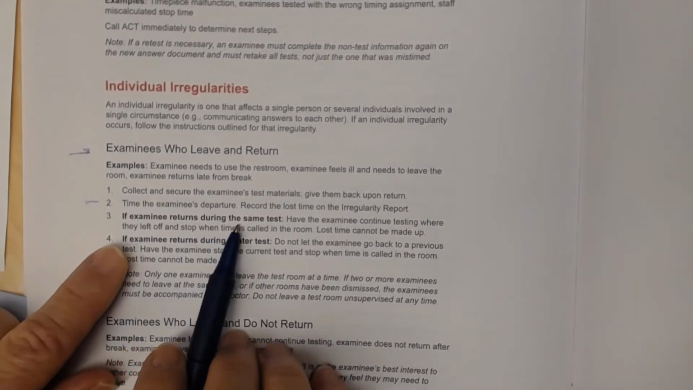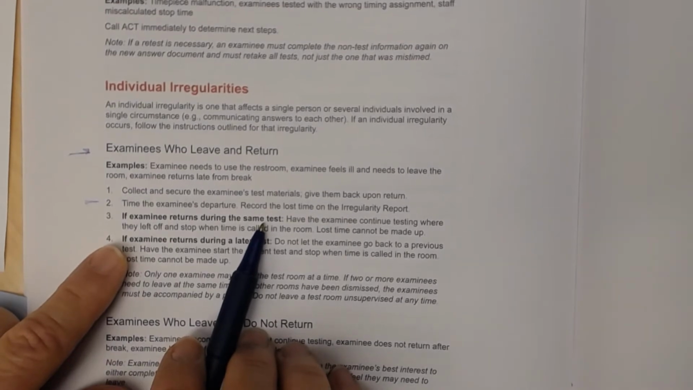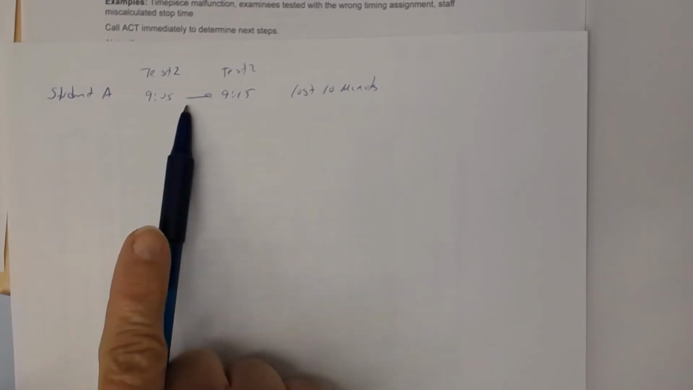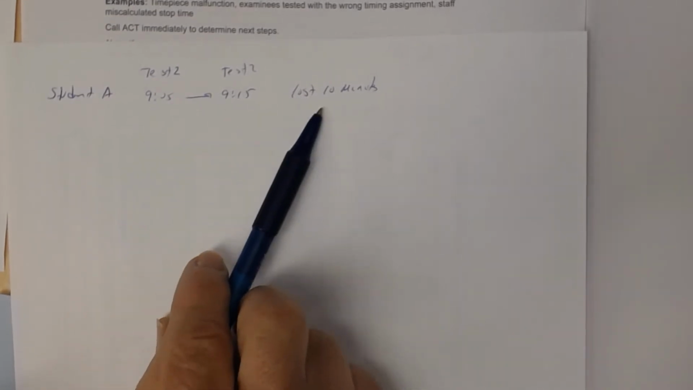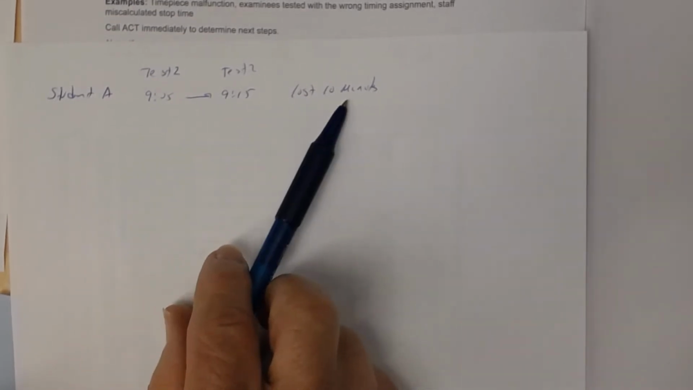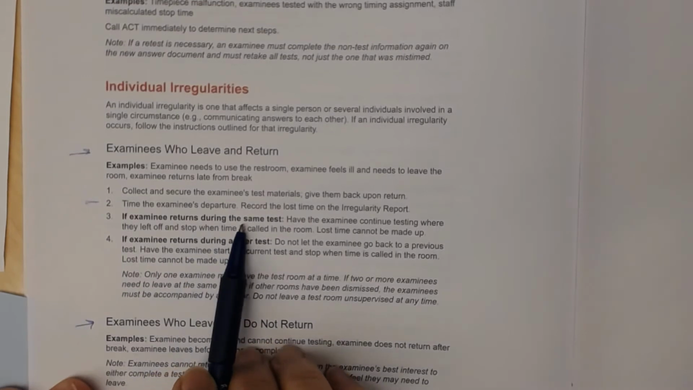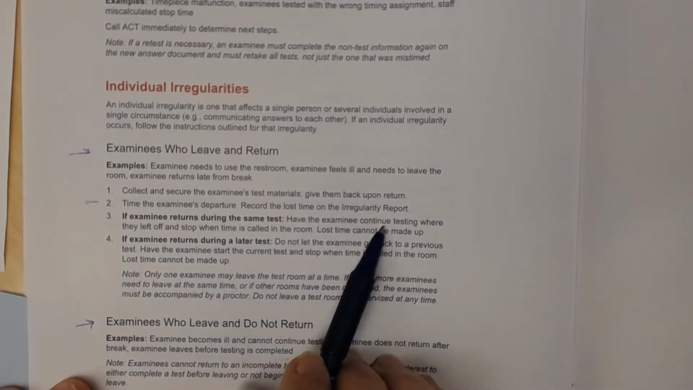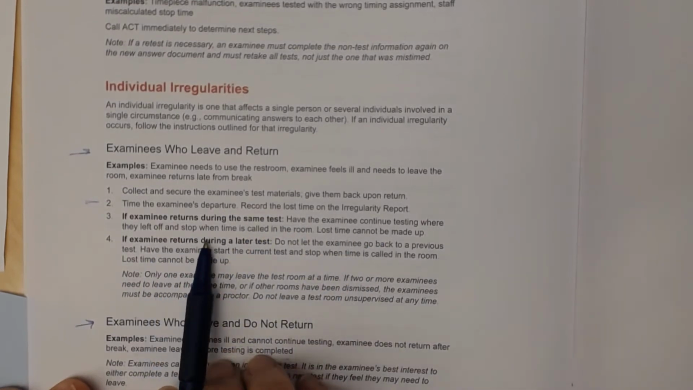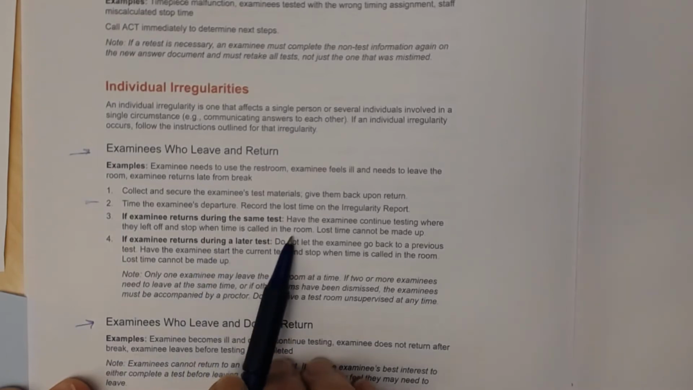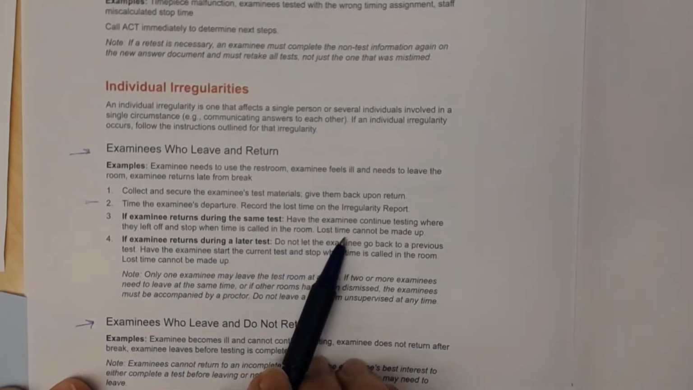If a student returns during the same test, remember, if a student leaves and then comes back, they cannot make up the lost time. So they lost 10 minutes. You're going to record that in the Irregularity Report. They cannot make it up. So that's what this is saying: if an examinee returns during the same test, have the examinee continue testing where they left off and stop when time is called in the room. Lost time cannot be made up.